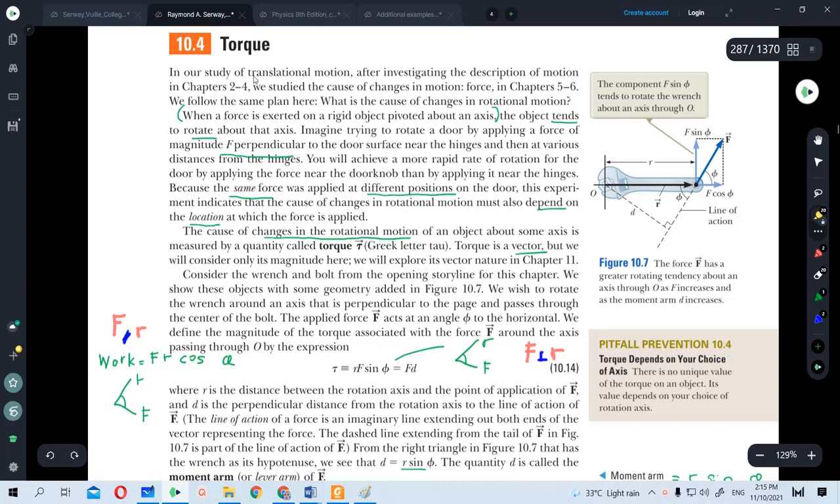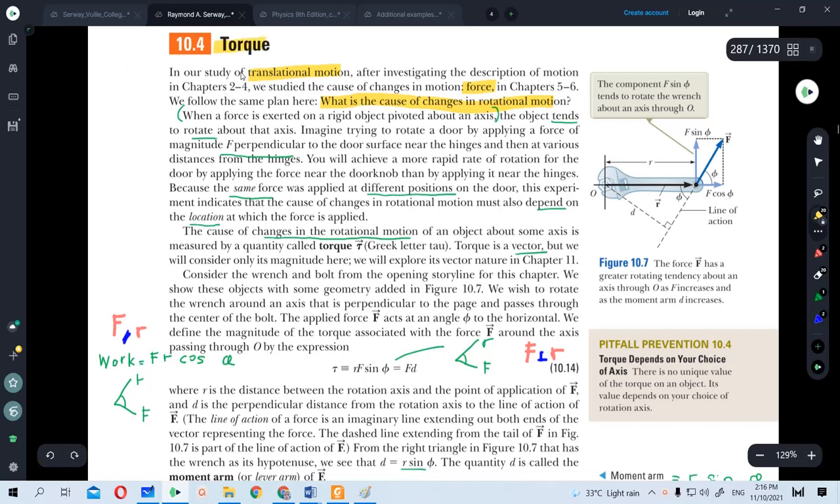Hi, in the study of the previous subtopic, when we were studying the concept of motion in translational form, we observed that it happens because of what we call force applied. Now, the core concept of torque is that it is the cause of changes in rotational motion. And the answer is yes, torque.